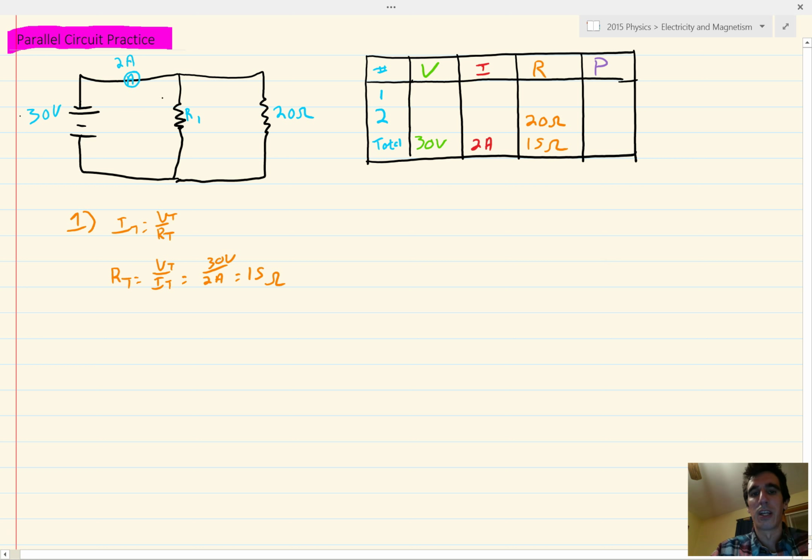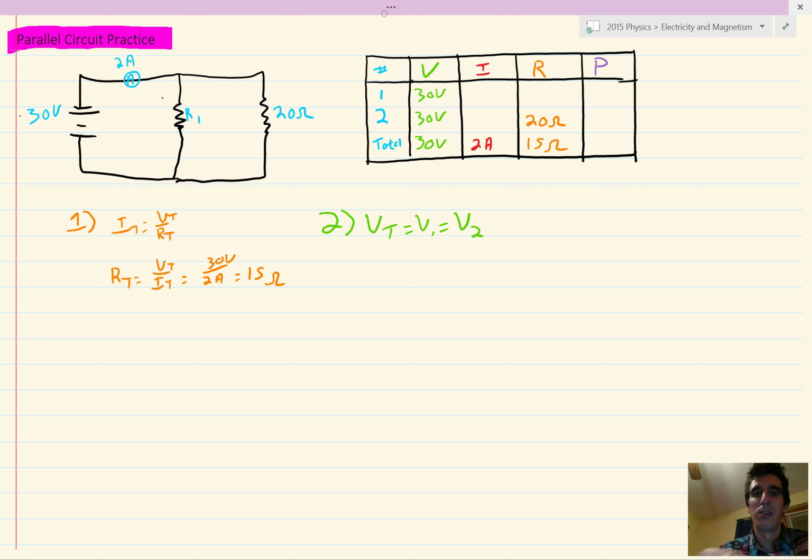Okay, let's look at a reference table to see what we know about a parallel circuit. And we could see that the voltage drop across the battery, the total voltage, is equal to V1, which is equal to V2. So V total equals V1 equals V2. So that means V1 is 30 volts and V2 is 30 volts. Alright, that was easy.